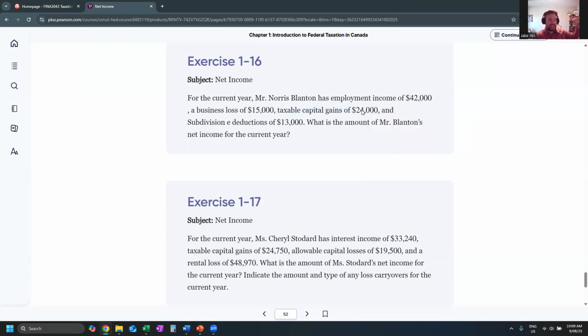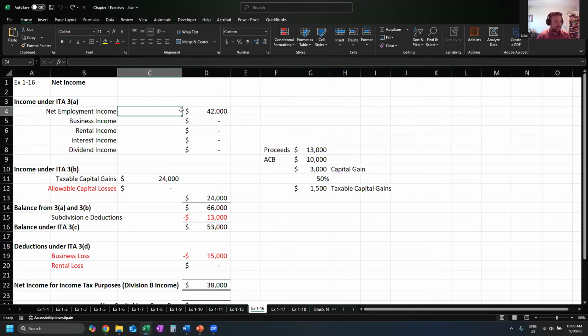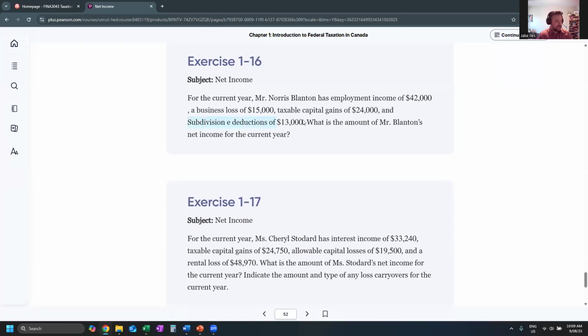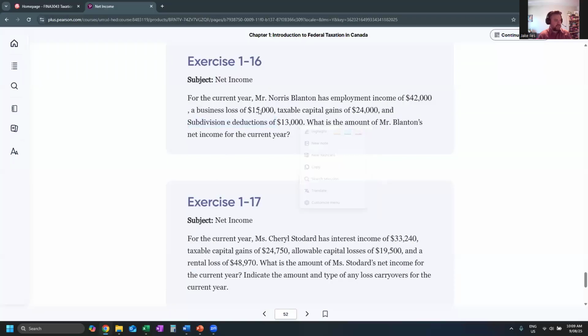So our total capital gains must have been 48,000. So they've given us the taxable. So we start with our positives, our incomes. We had 42,000 of employment income. They didn't tell us any other amounts, so we leave it there. Our taxable capital gains was another $24,000. So our total income so far is 66, that 42 plus 24. We have subdivision E deductions of $13,000, so we can then subtract that 13,000. Our 66 moves to 53, and then we had a business loss. So our business loss was 15,000.